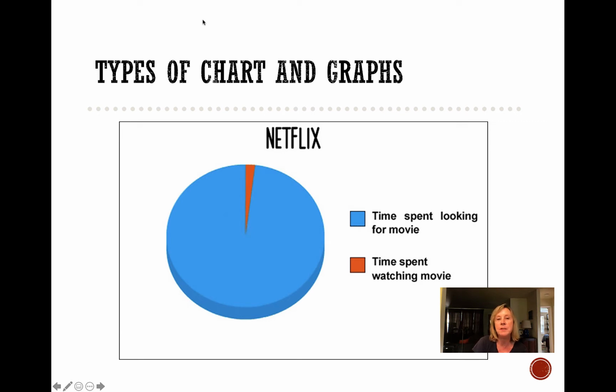Now, this first slide is a very silly pie chart about Netflix. It's the most basic kind of pie chart. And what it shows is time spent looking for a movie versus time spent watching a movie. And I think that we can all probably relate to that.